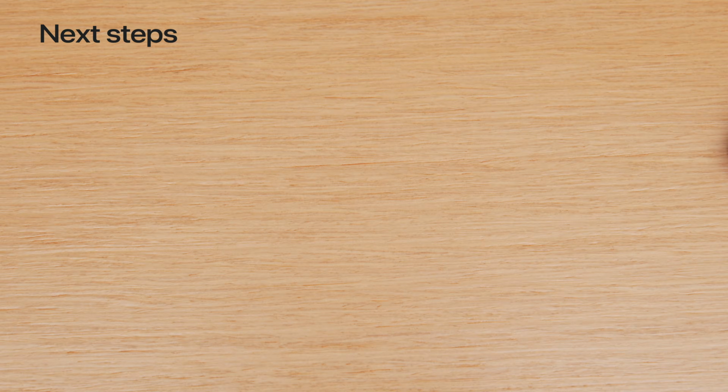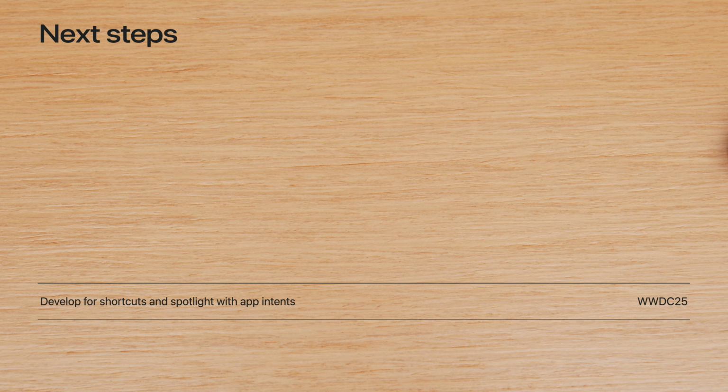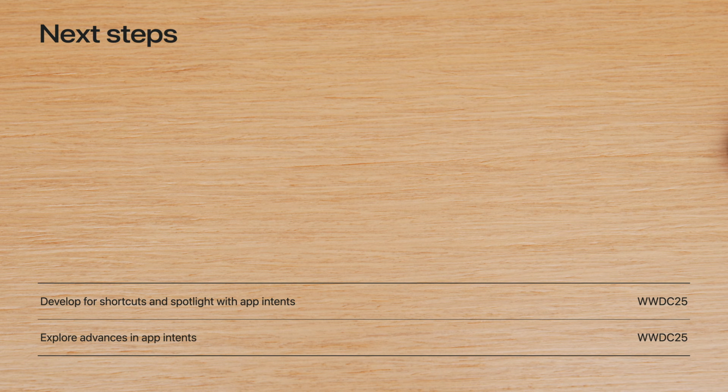Use confirmations and results to ask for action or show an outcome. Let's wrap with what we learned and what's next. Design lightweight routine snippets using a glanceable appearance, simple interactions, and the right snippet types. To learn more about what's new with building app intents for shortcuts in Spotlight, check out Develop for Shortcuts in Spotlight with app intents, and explore advances in app intents.